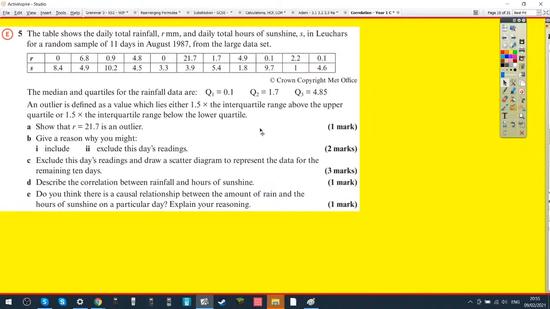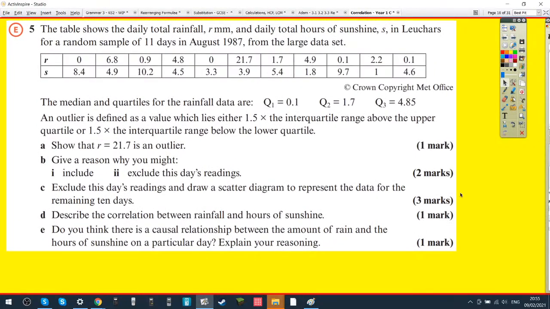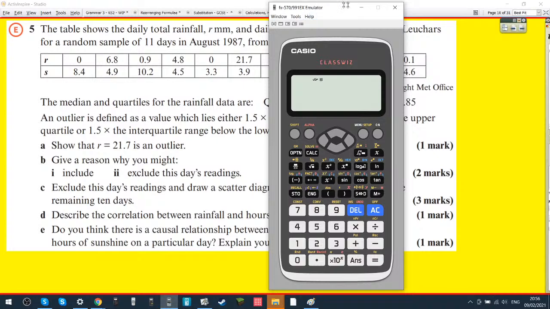All right, let's take a look at this. Outliers: 1.5 times the interquartile range. Include, exclude. Describe the correlation. Maybe I'll just show you. I'm going to use the simple calculator.